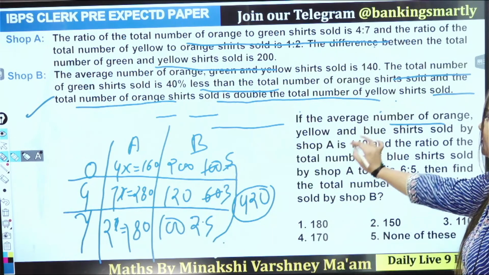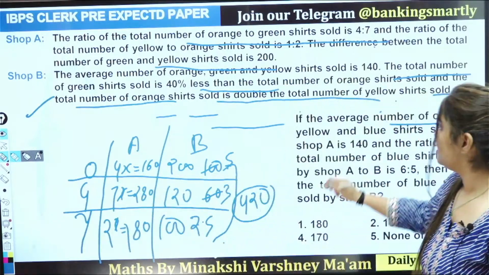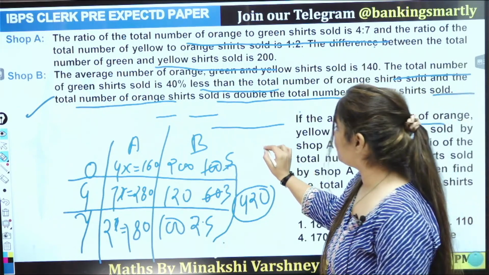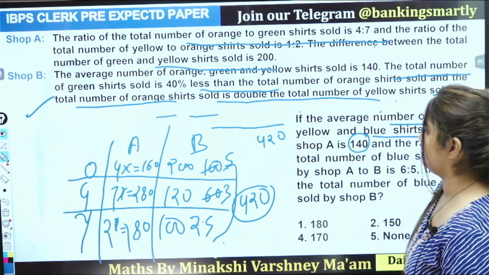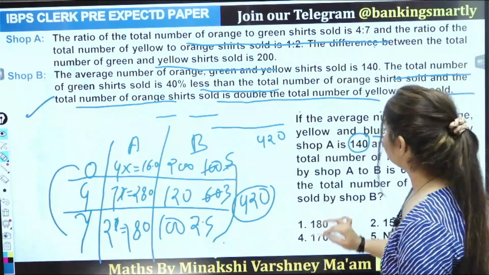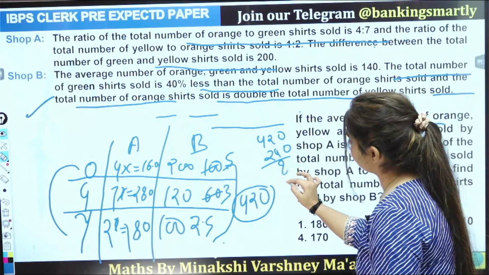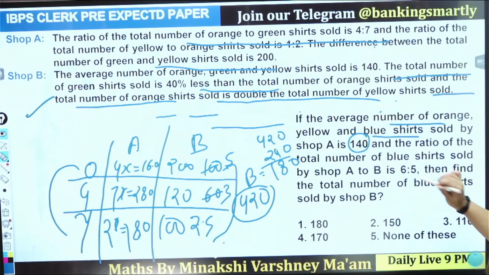Now, in this question, the average of the number of orange, yellow, blue, we don't have blue here, okay? Orange, green and yellow. So the average of orange, yellow, blue is 140, that means the total is 420. We don't have the value of the blue shirt, but we have orange and yellow for A. Orange and yellow for A is 160 plus 80, that means 240. So we have to subtract 240 here. This is 180, this is your blue shirt for A.